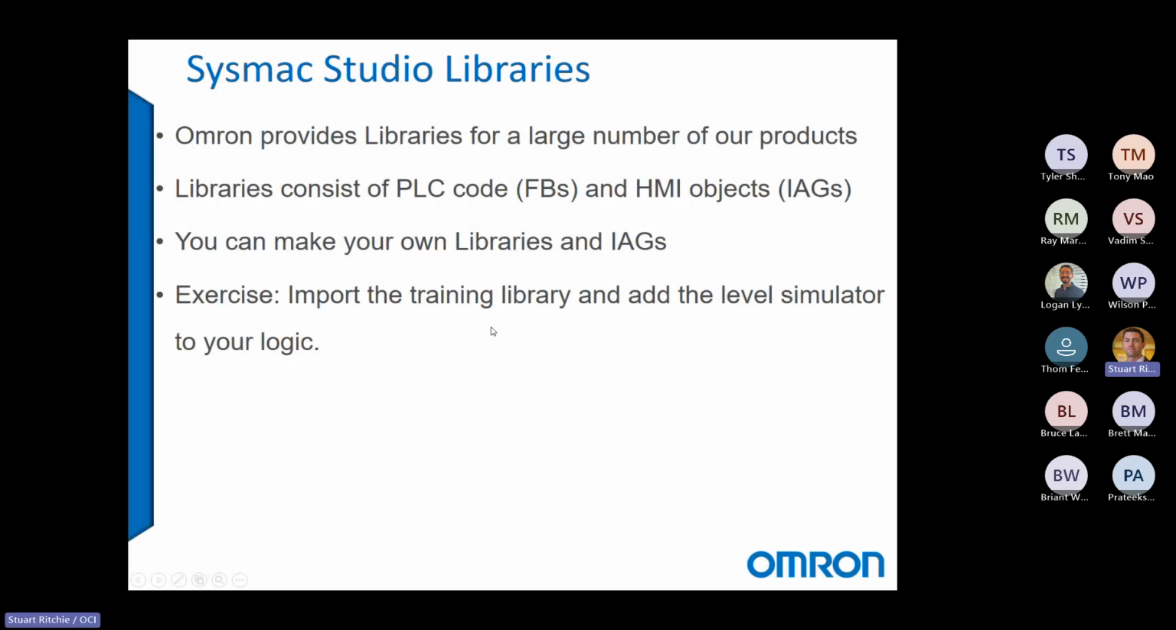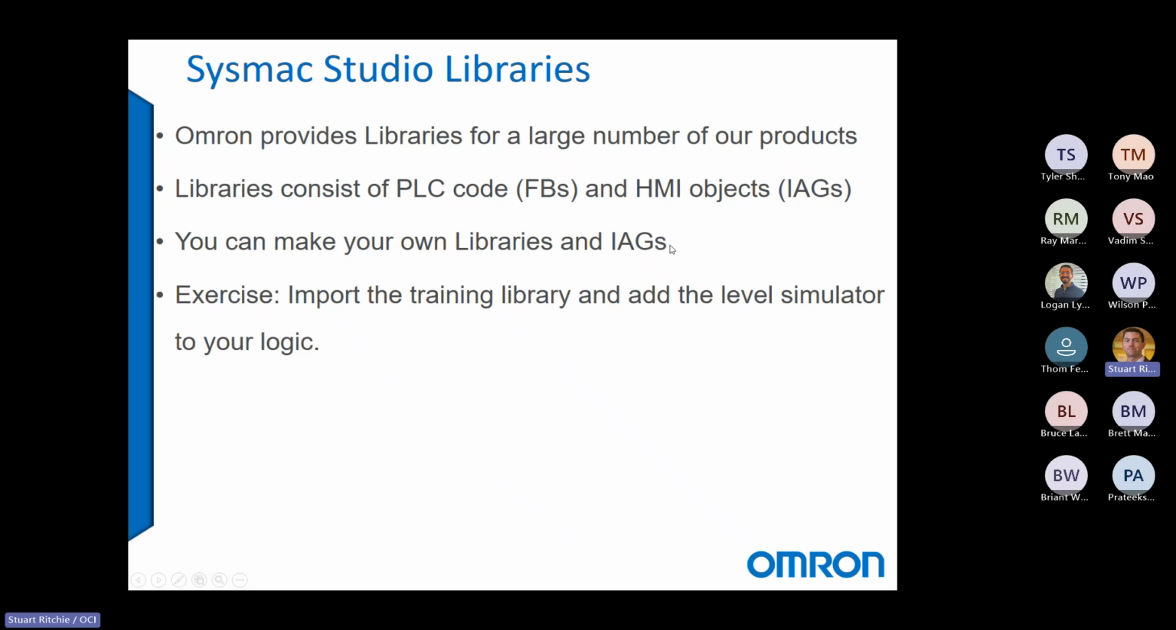Now there's something in Sysmac called libraries. So Omron provides a large number of libraries for our products for special applications. For example, if you're looking at some of our servo drives, we have a servo press library that's got a lot of the programming done for you. They generally consist of PLC code and HMI objects, which we call IAGs. Now, we can make our own libraries and IAGs.